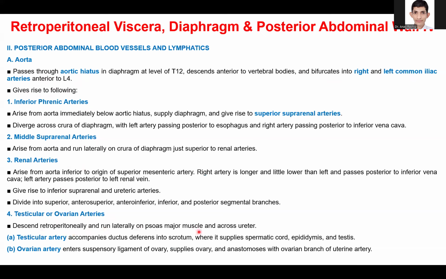The testicular and ovarian arteries descend retroperitoneally and run laterally on the psoas major muscle and across the ureter. The testicular artery accompanies the ductus deferens into the scrotum, where it supplies the spermatic cord, epididymis, and testes. The ovarian artery enters the suspensory ligament of the ovary, supplies the ovary and anastomoses with the ovarian branch of the uterine artery.